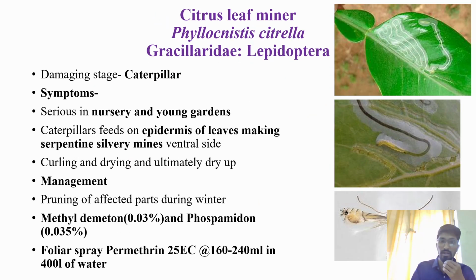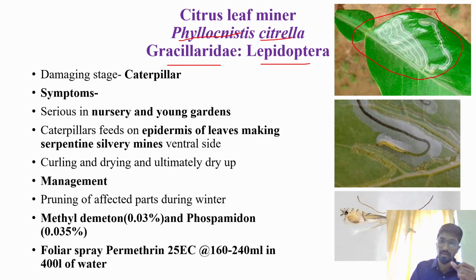And coming to the citrus leaf miner, it is called Phyllocnistis citrella, and it belongs to the Gracillariidae family of Lepidoptera. Its typical characteristic you can see is the mines. Mines are the characteristic feature of this citrus leaf miner. The mines can be seen on the leaf.